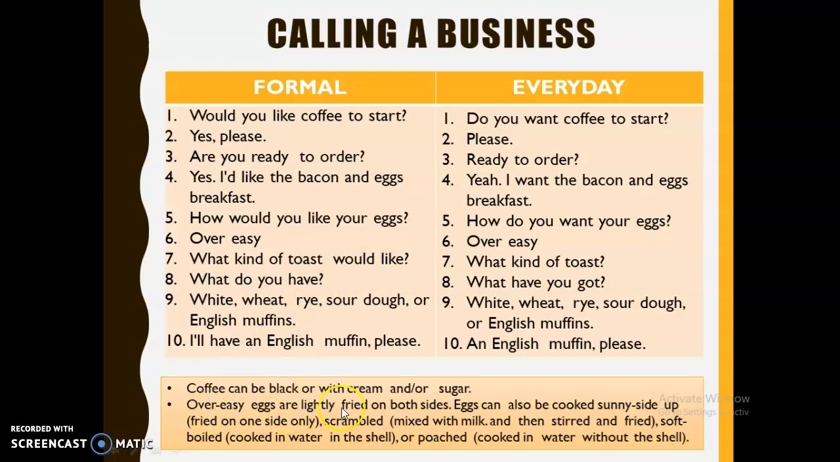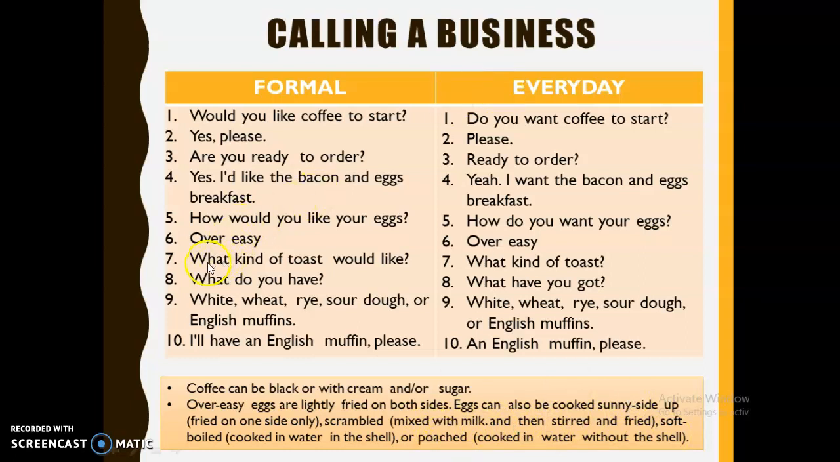Over easy eggs are lightly fried on both sides. And then eggs can also be cooked sunny side up, so it is fried on one side only, and then you can scramble it, so your eggs will be mixed with milk and then stirred and then fried. And then soft boiled, so it is cooked in water but still in the shell, or poached. It is cooked in the water but without the shell. For example, when you cook noodles, usually you break the egg and then you put it into the boiled water. So it means that it's poached.